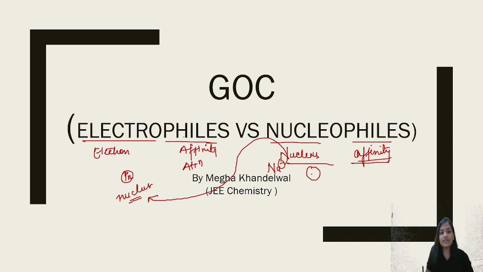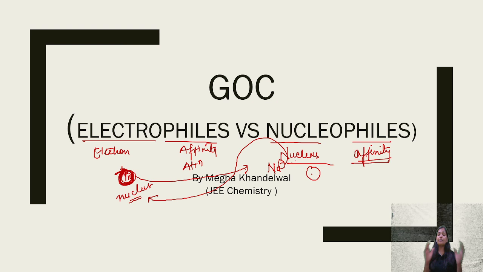And electrophiles are basically electron-loving species. Who would be electron-loving? Those who have a deficiency of electrons. Anything that has a deficiency of electrons and more positive, more nuclear charge will have an attraction for electrons, so they will try to attract electrons. So they are basically opposite in nature. We will learn in today's session how to identify these two different species.